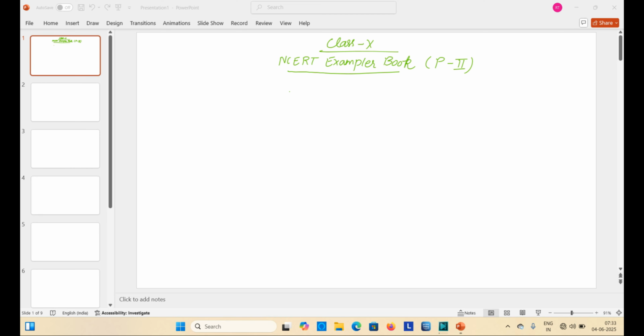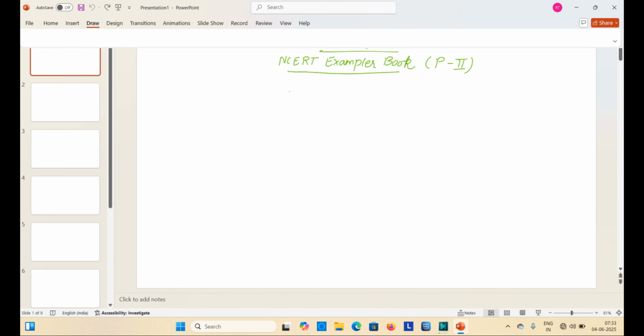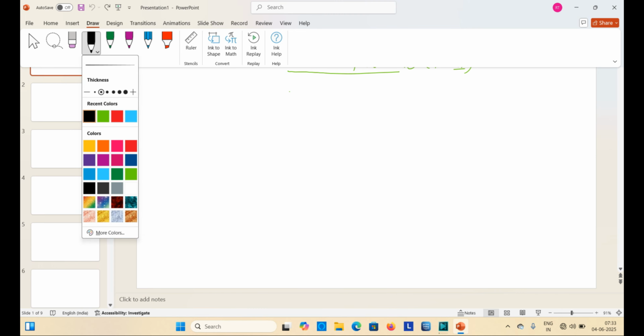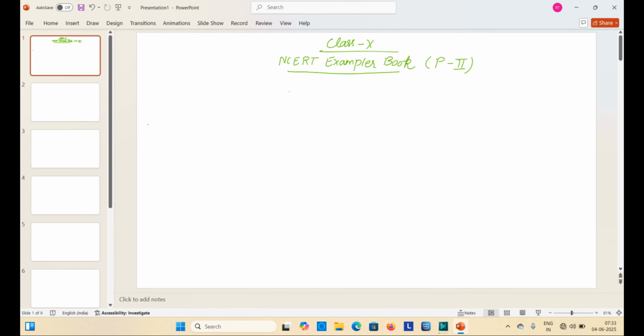Welcome everyone. Today we shall start the second part of NCERT Exemplar Book Solution, class 10th. The first five problems we have successfully solved in the first part, and today we shall start the sixth problem.